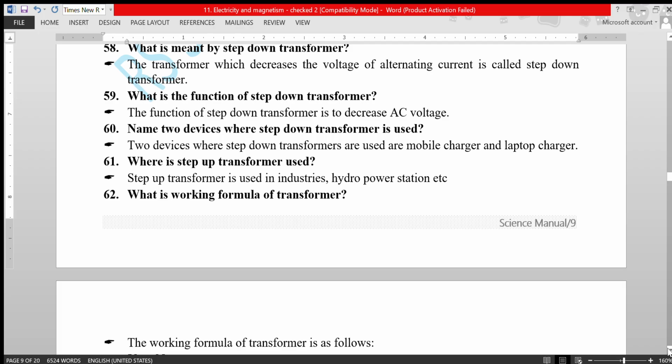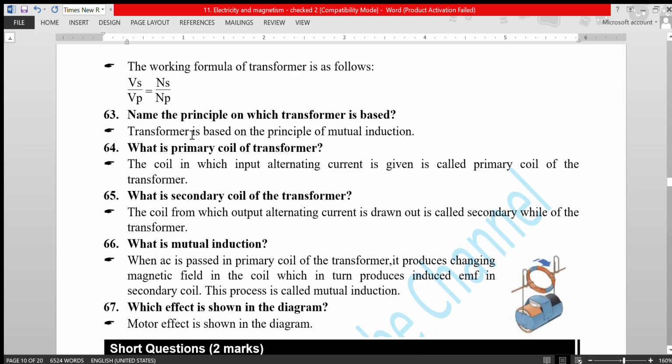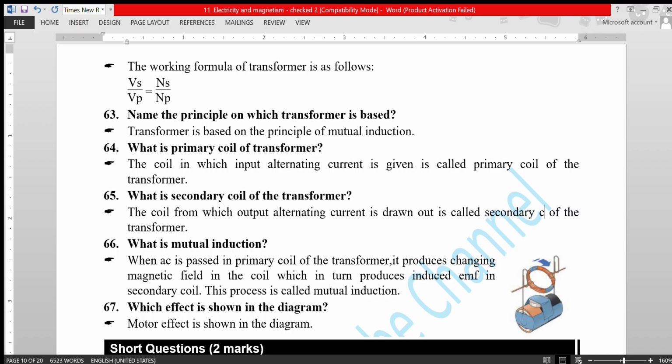What is working formula of transformer? Working formula of transformer is Vs by Vp equal to Ns by Np. Name the principle on which transformer is based. Mutual induction. What is primary coil of transformer? The coil in which input alternating current is given is called primary coil. What is secondary coil of transformer? The coil from which output alternating current is drawn out is called secondary coil of the transformer.